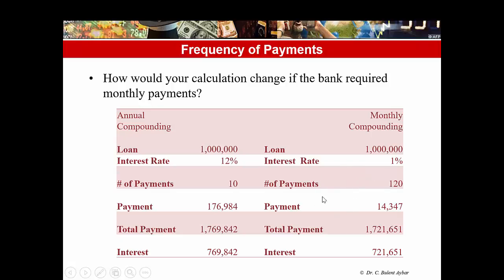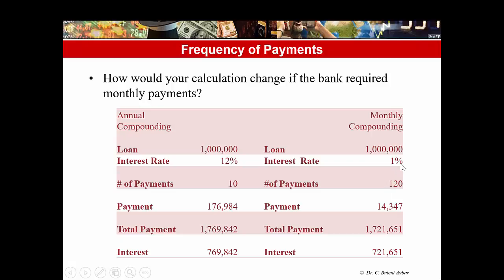the monthly payments. The interest rate will have to change, because now instead of making an annual interest payment of 12%, we are going to make a monthly interest payment of 12% divided by 12, that is equal to 1%. The number of payments in our original case were only 10, but since we are now making monthly payments, we are going to make 10 times 12, that is equal to 120 payments.